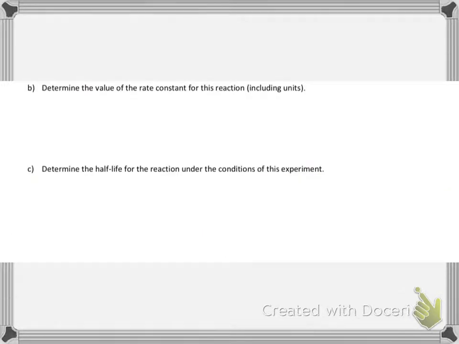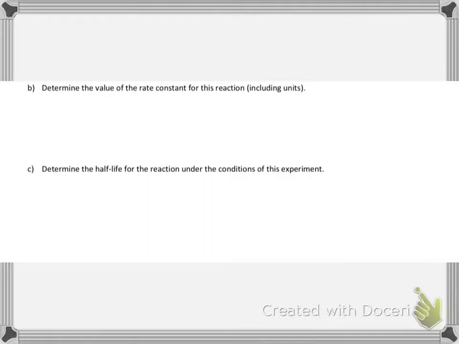Okay, so once we've got that, we can go ahead and do part B, which says, hey, what's the value of the rate constant, including units? Guess what? This is something you totally know how to do. So you should try that. And then, if you know the rate constant, I bet you can find the half-life. So you guys should totally try parts B and C. When you're ready to check your answer, well, of course, unpause the video.